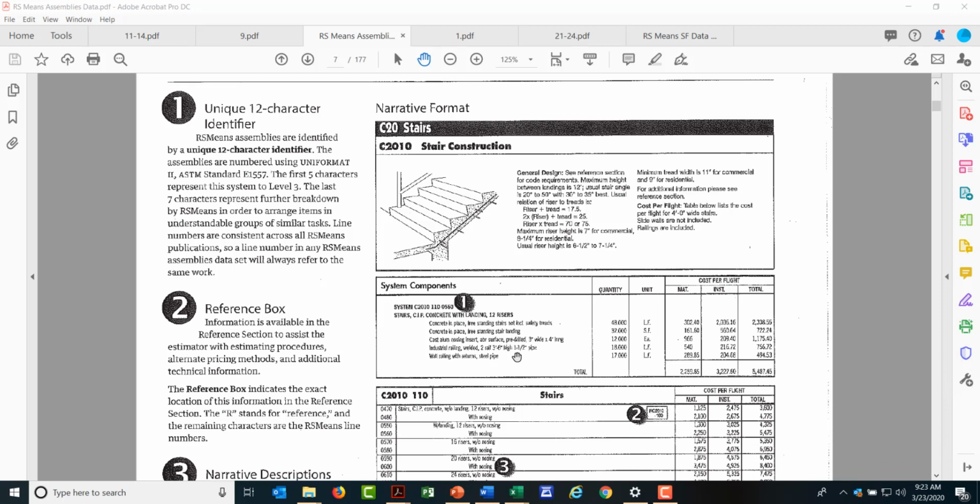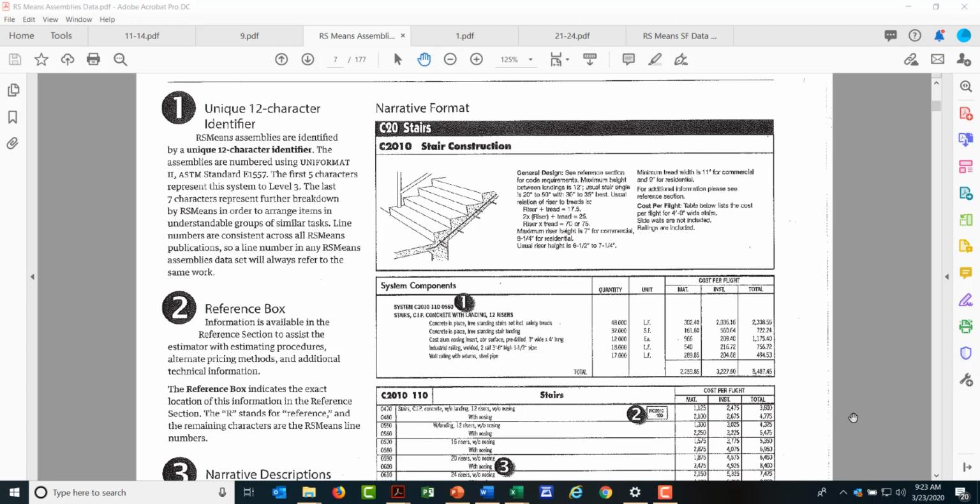Anyway, when they give you pricing on the assembly, an assembly might be, for instance, a 5-inch drywall partition with drywall each side and wood framing. And they would give you a square foot price or a linear foot price for that partition. It's called an assembly because it has a number of components that comprise the assembly.